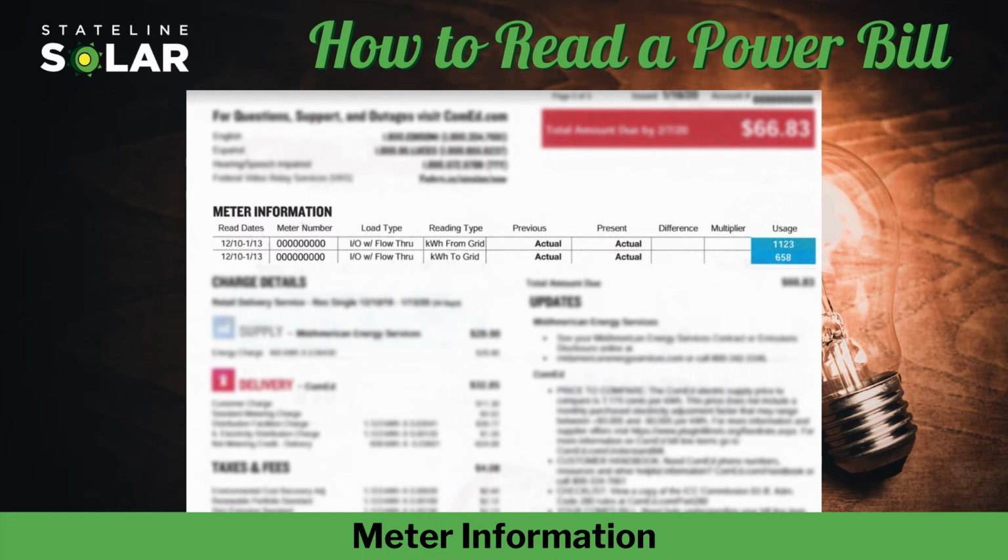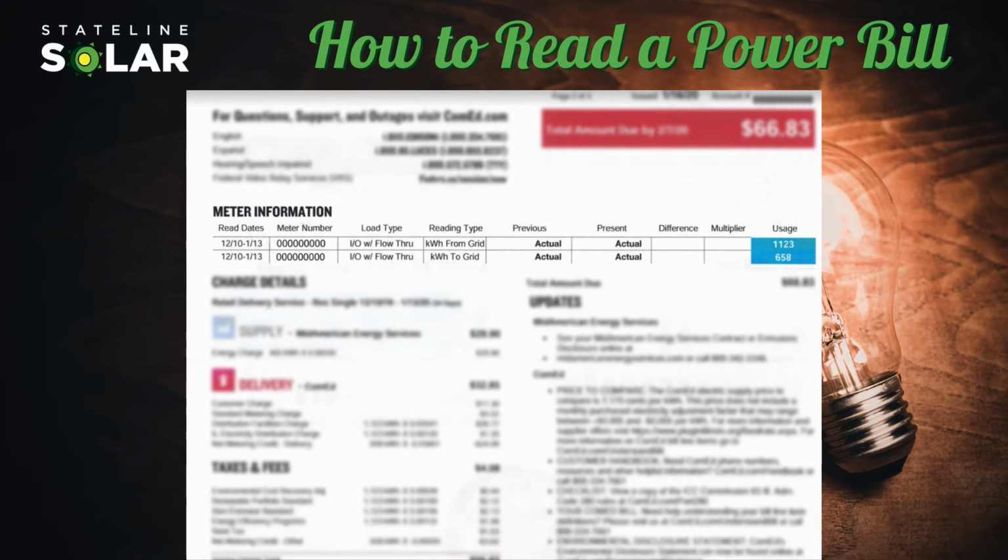Under the usage, where it's blue, you see 1,123 kilowatt hours from the grid, and we have a push of 658 kilowatts to the grid. So you'll see when we break this bill down, those numbers will actually subtract from each other. We'll have a total energy usage around a 600 kilowatt hour number.